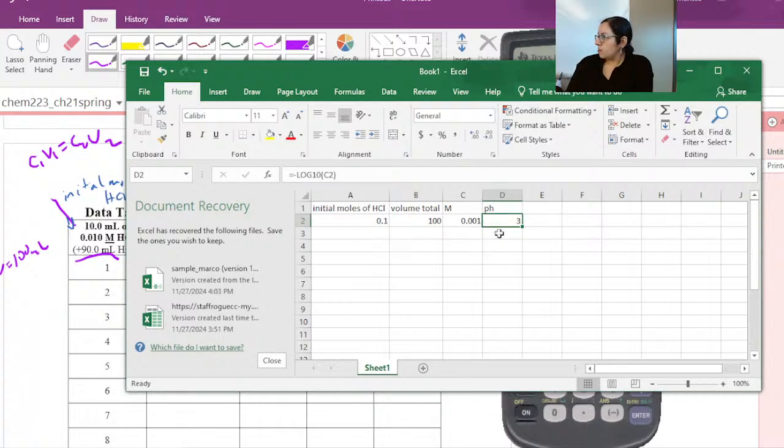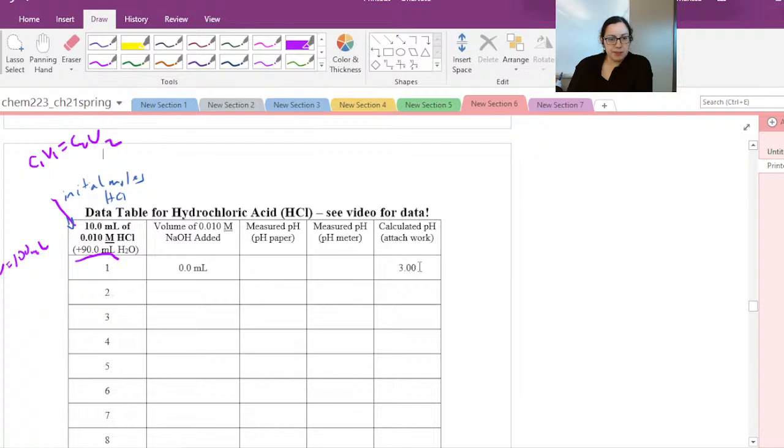So then, right, there's our 3, which is what they have here. All right. And so then let's just do a sample calculation. So let's say you added, right, exactly 1 mil total then of NaOH. So now we have to keep track of our subtraction.